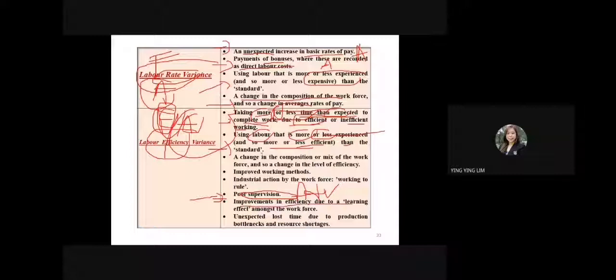Improvement in efficiency due to a learning curve among the workforce. This one, it must definitely be a favorable labor efficiency. Or unexpected lost time due to production bottleneck and resource shortages. This one, your variance definitely needs to be adverse. So it depends on a case by case basis.